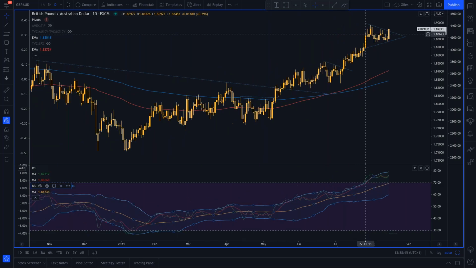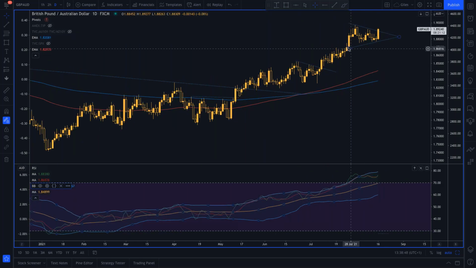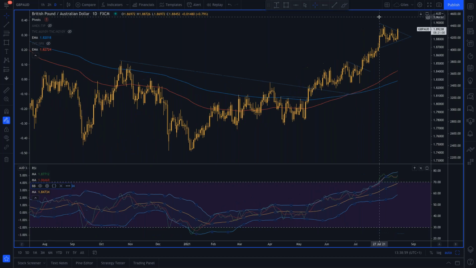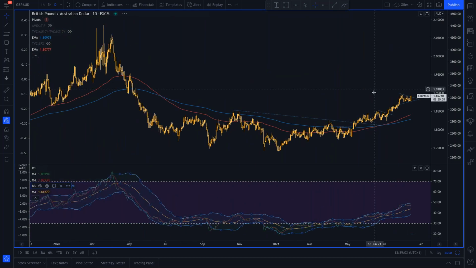Now the target is the height of the triangle. So you can see this is 1.8700 roughly to 1.900. So that's about a 300-point move. So you'd expect a 300-point move here to about 1.9200. And just see if there's any overhead resistance to look at. Yeah, so you're looking for a move up to about 1.9200 here.